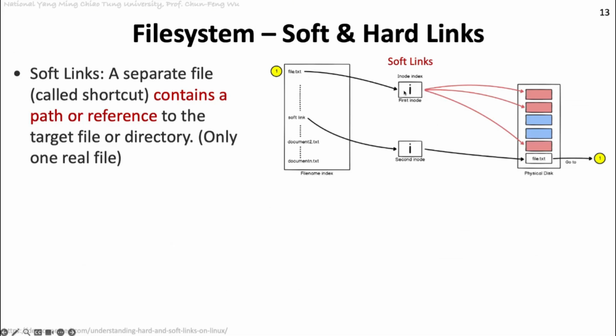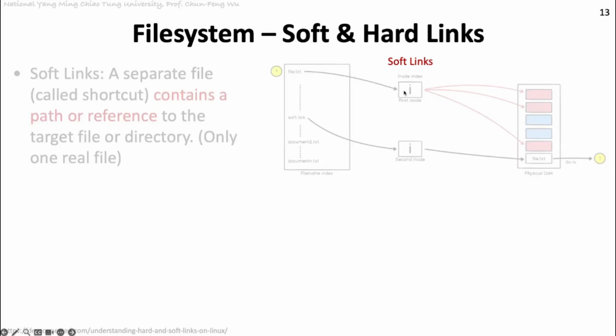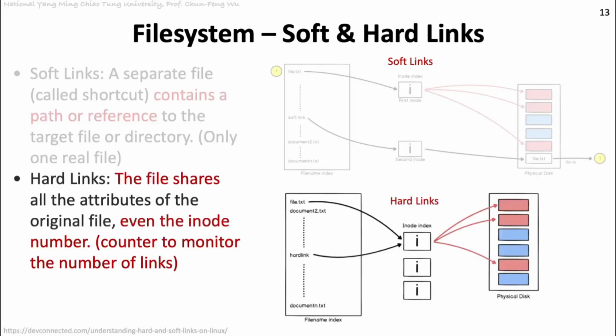And in addition to soft links, there's another concept called hard links. Hard links mean the file shares all the attributes of the original file. Because in a soft link, we only create a dummy file or reference file, so it doesn't really point to the data blocks or the real data. For hard links, they share the same inode. So no matter whether it's the original file or the hard link files, they share the same inode, so they can point to the data blocks.